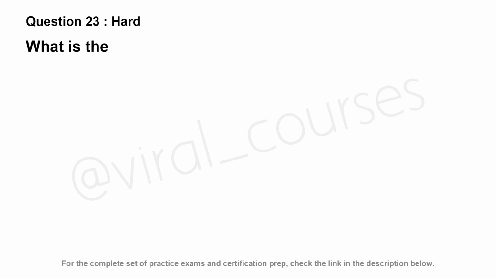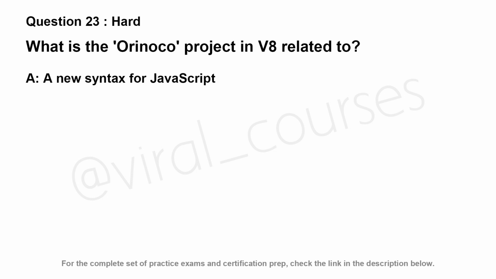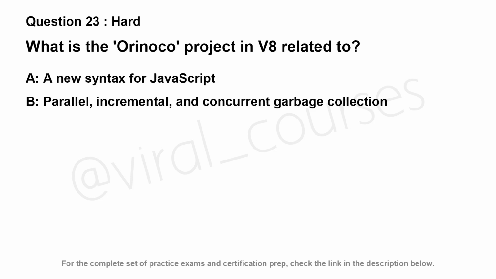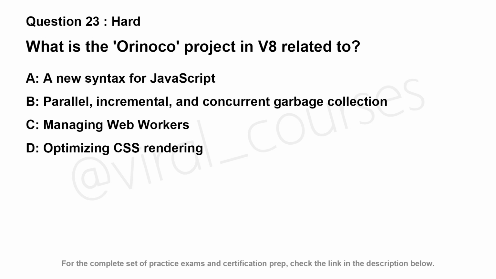What is the Orinoco project in V8 related to? Option A. A new syntax for JavaScript. Option B. Parallel, incremental, and concurrent garbage collection. Option C. Managing web workers. Option D. Optimizing CSS rendering.